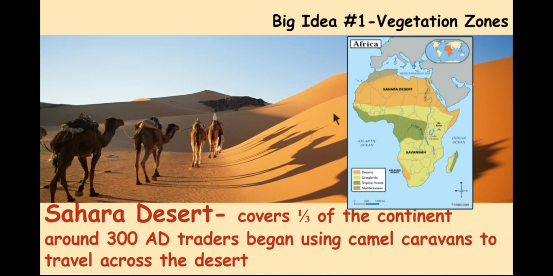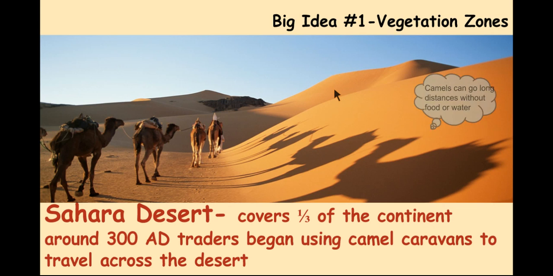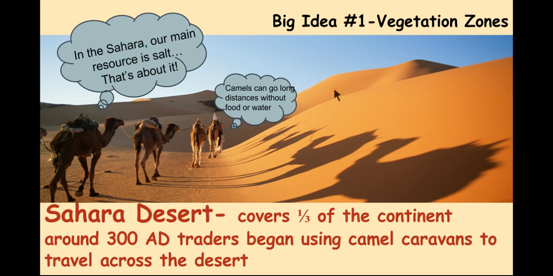So the first one is the Sahara, and it covers a third of the continent. You could see it all in orange here on the map. So around 380, traders began using camel caravans to travel across the desert. The reason why they used camels was because camels can go long distances without food or water, unlike horses or donkeys or other animals that need quite a bit of food and water in their system. Now, in terms of resources, really, the Sahara had one main resource, and that was salt. That was about it. There really wasn't much else in the desert.